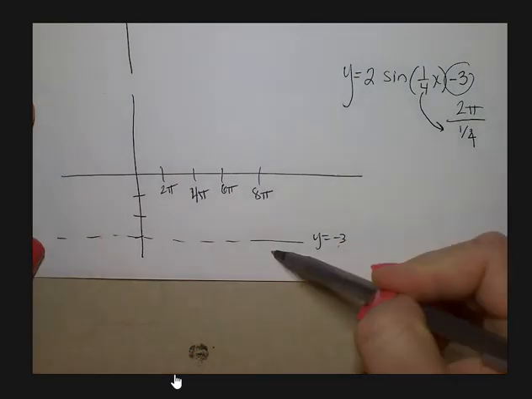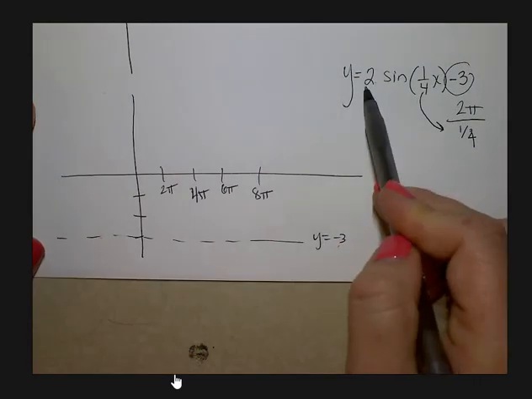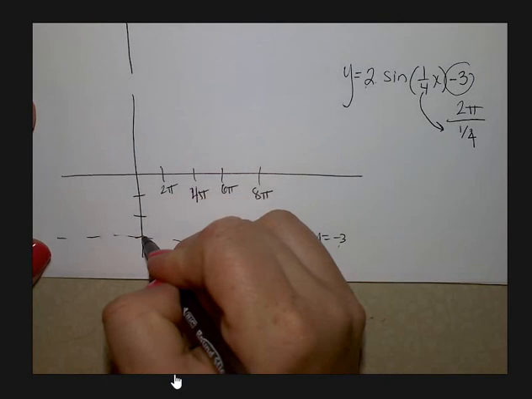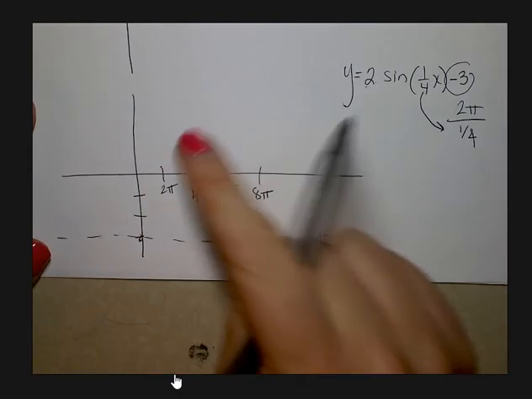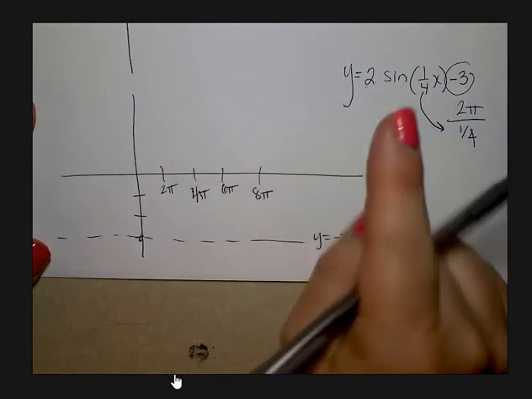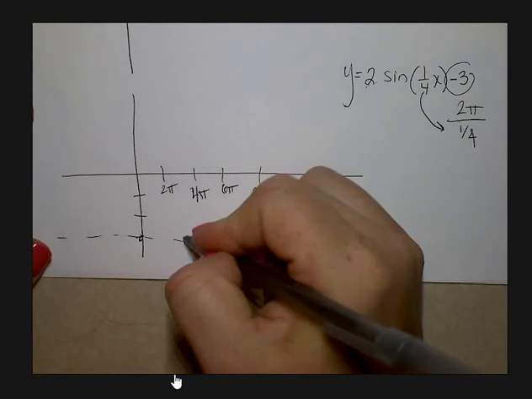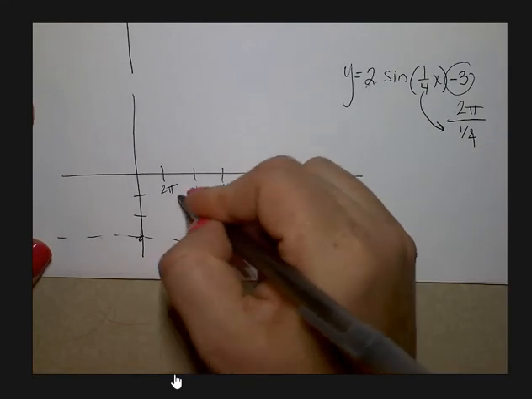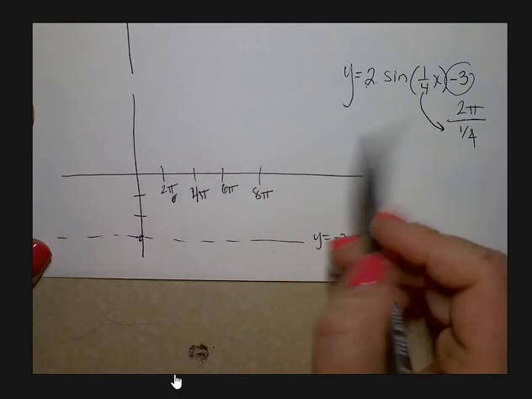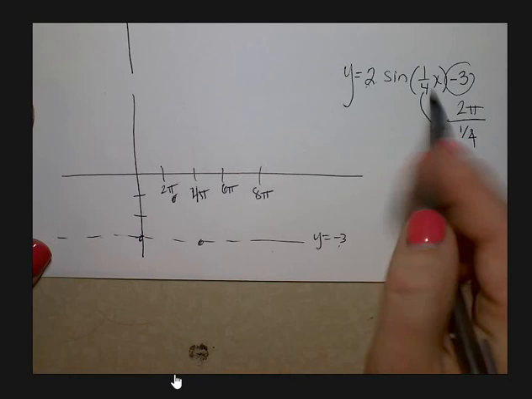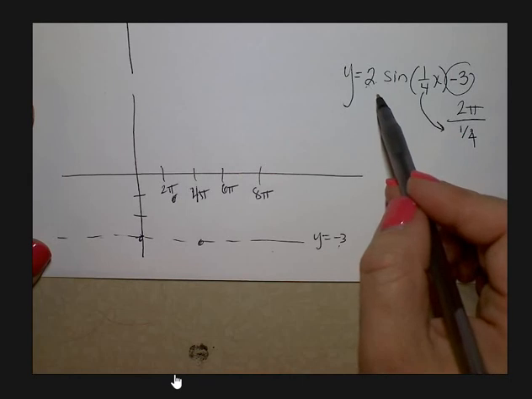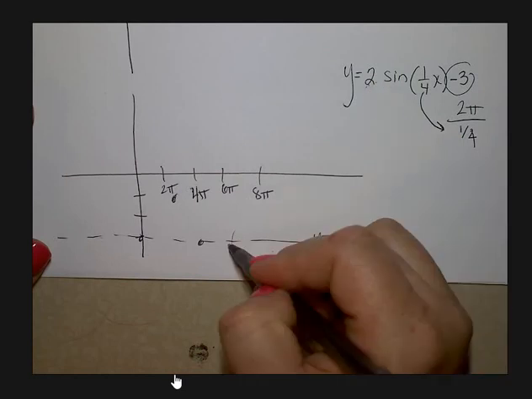So I've labeled the midline. Now I'm going to use this point. So I start here, right? We all know that we start here for sine. So at 0, the sine is 0. 0 times 2 is 0. Then go to pi over 2. At pi over 2, the sine is 1. 1 times 2 is 2. So from this line, go up 2. 1, 2. Then I'm going to go to pi. The sine is 0. So 0 times 2 is 0. Then I'm going to go to 3 pi over 2. At 3 pi over 2, the sine is -1. -1 times 2 is -2. 1, 2.